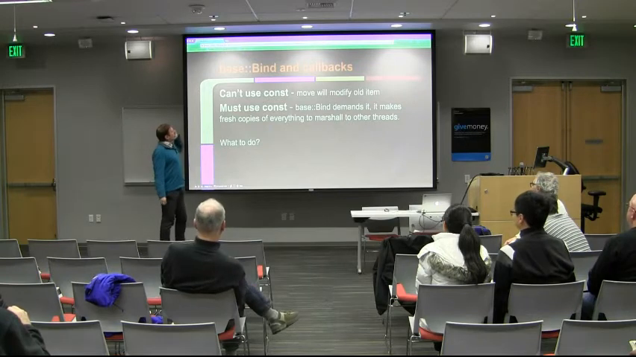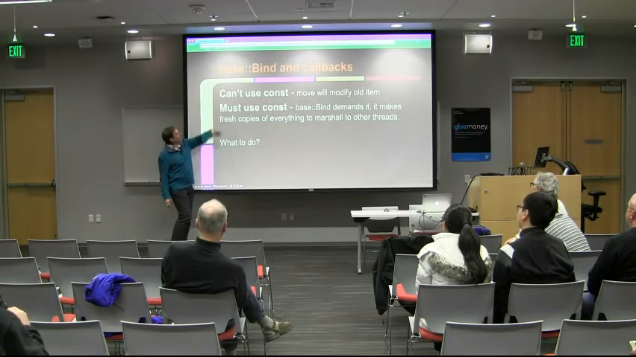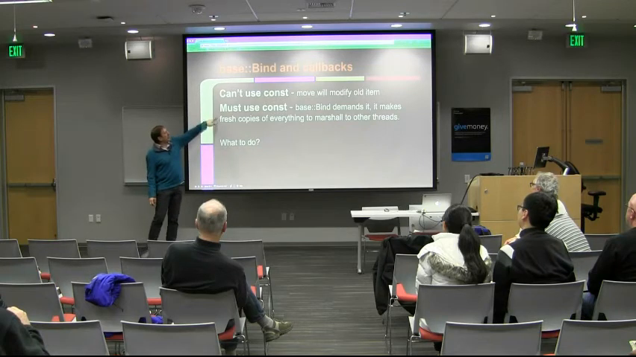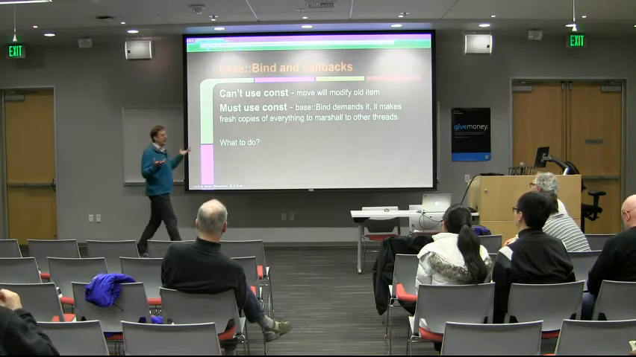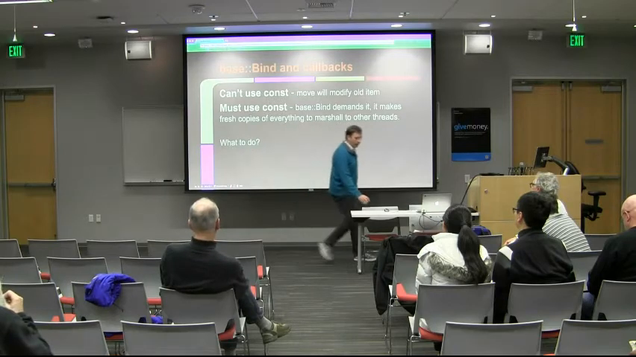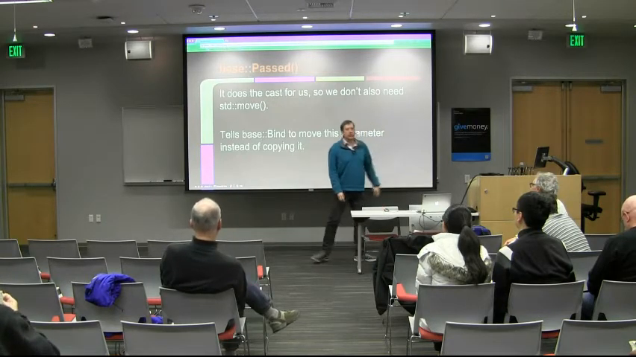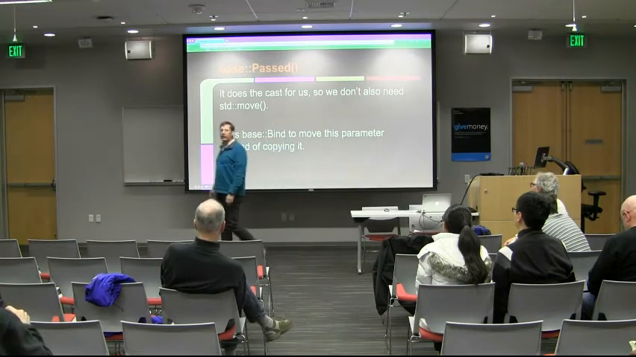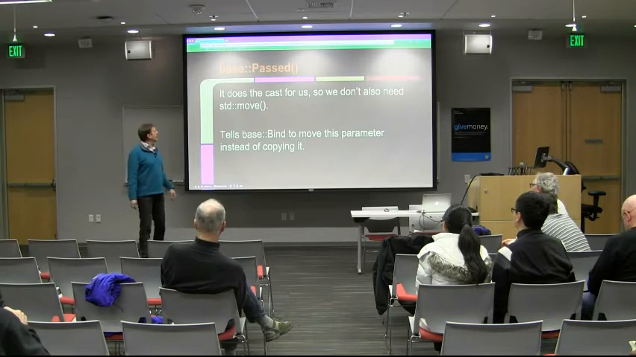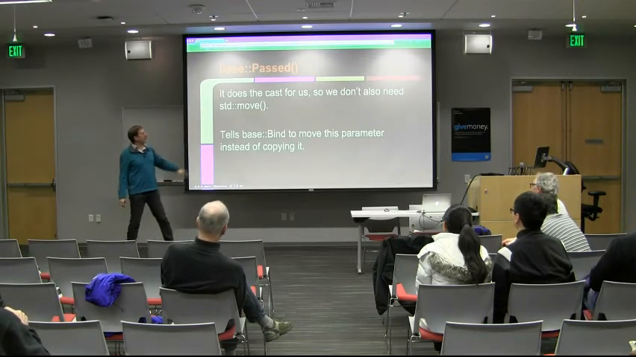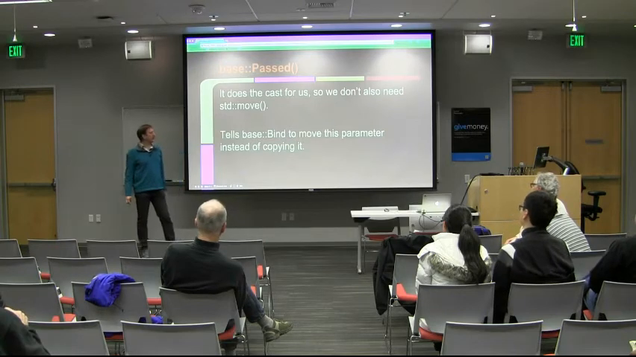So the problem we run into is that base bind demands that we use const in our code base, but we can't use const if we're going to move something because it will modify the data. So in our code base, we had to have a separate solution for it. Our solution was another macro, base pass, which is basically just casting things around and making the constraints happy by using a little bit of syntactic sugar. Maybe you won't need to do this in your code base, but it also does the cast for standard move, so we don't need to use both.